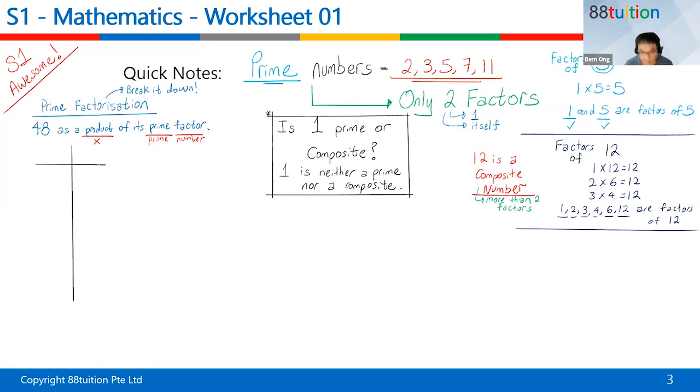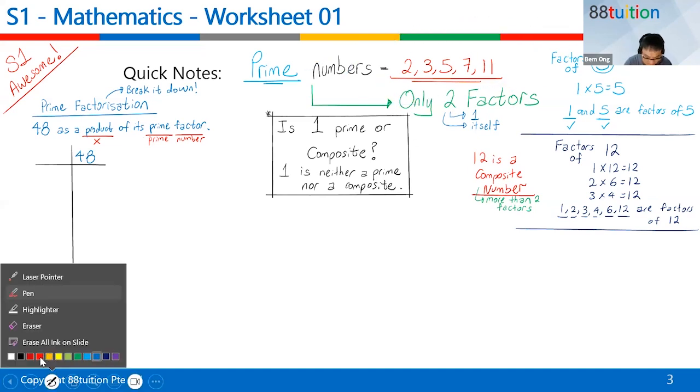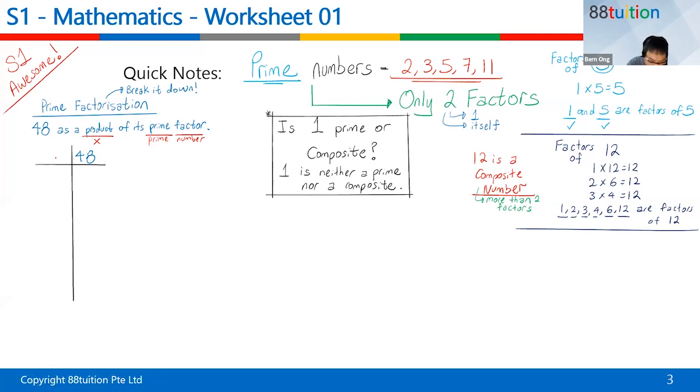It's like a T shape. All right, so you put the number 48 down here, and please remember you're supposed to use prime numbers to break it down. It's called prime factorization, right? So what is the first prime number that you see on top? Oh, 2. Yes. Because 48 is a what? 48 is an even number. So you use the number 2 to break it down.